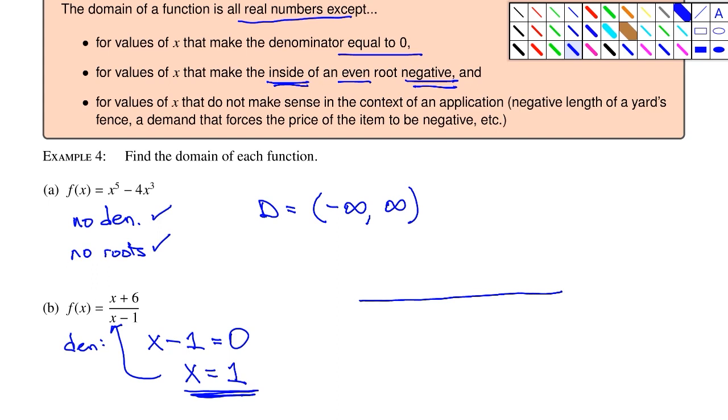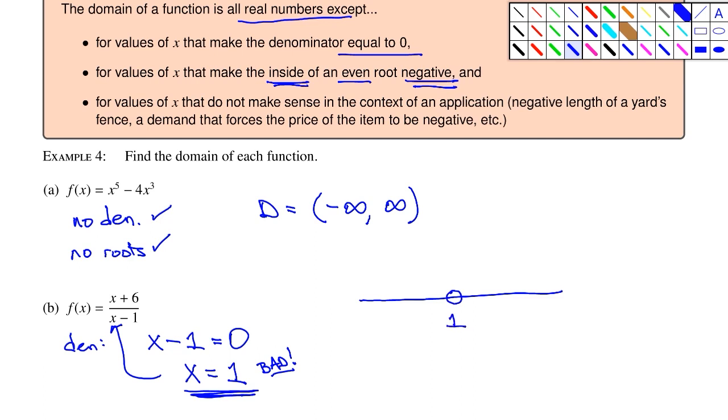Now let me show you a little trick for representing the domain. The domain is basically an x-axis, so we're going to represent it with a number line. And we need to exclude this number here, x equals 1. Exclusion is denoted by an open circle.